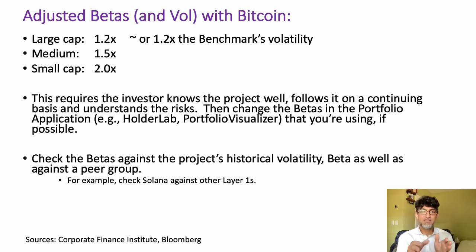So maybe I should just give you a real example. Let's say you're looking at Avalanche or Solana, and you gave it a beta of 1.2, but then you're checking it against other layer 1s, and you notice that Avalanche, for example, its token is moving 3 times faster, or it's 3 times more volatile than Solana. Then what you need to do is increase that beta. Okay? And so that's how we're going to do it here.